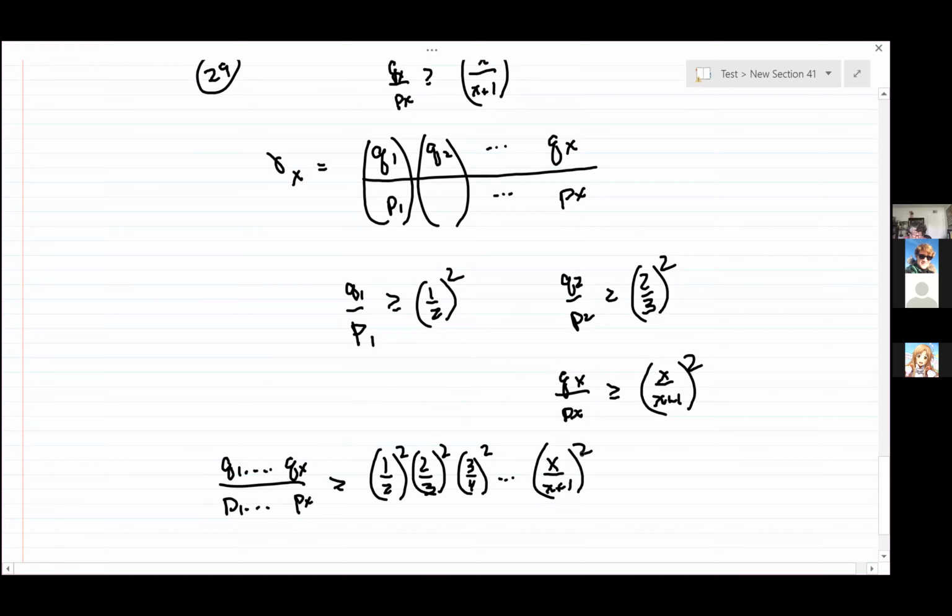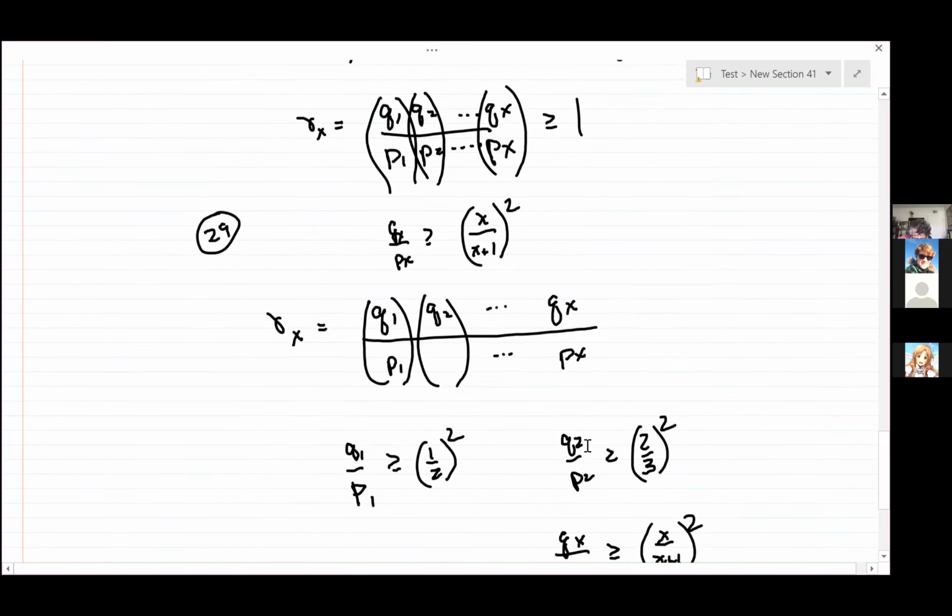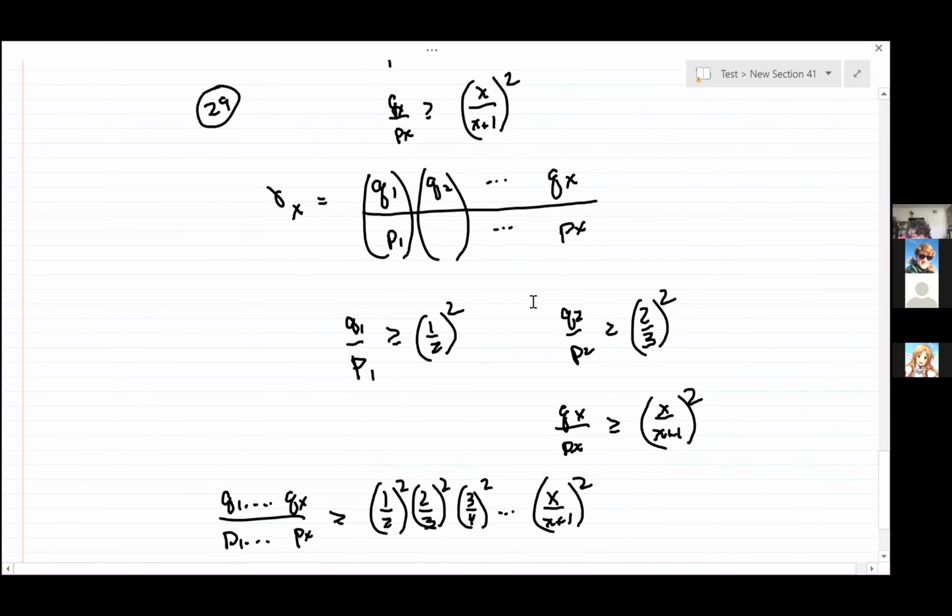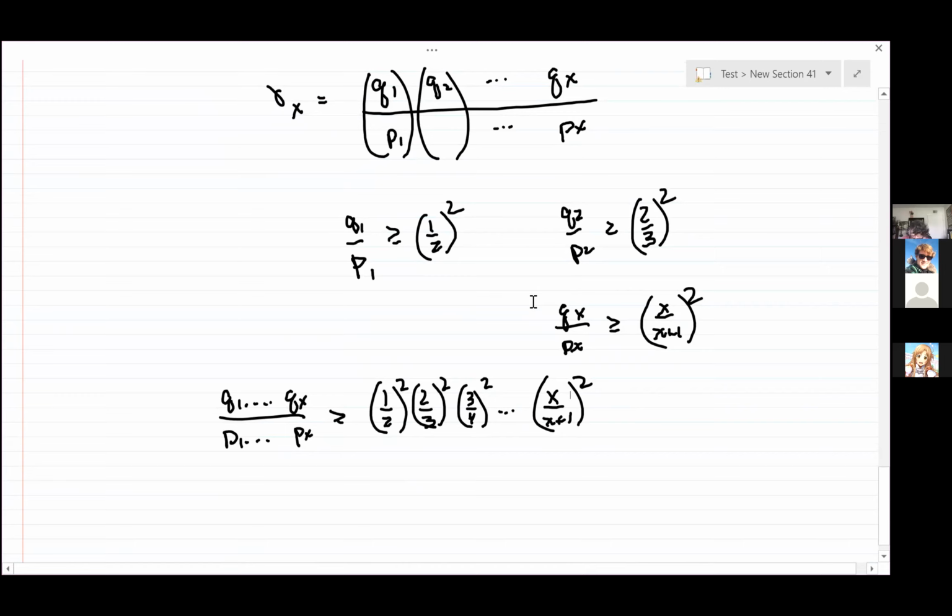Okay. What am I using? I'm using this estimate that they gave us. But notice some cool stuff. 2 squared here cancels the 2 squared here. 3 squared here cancels the 3 squared here. So what is this thing really equal to? 1 squared survives, and what survives on the bottom? It's x plus 1 squared. So term by term, each of these is greater than 1 over x plus 1 squared.